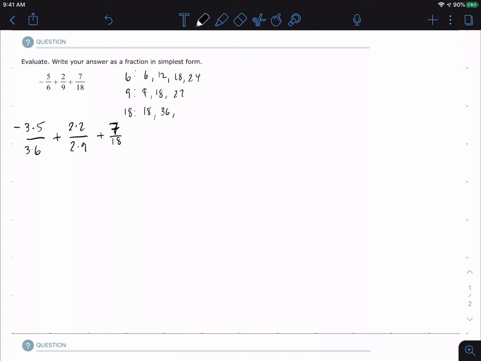And so now, getting the common denominators, I'm going to get negative 15 over 18 plus 4 over 18 plus 7 over 18. And now when we add these up, negative 15 plus 4 plus 7, we see that that's going to be negative 4 over 18. Are there any questions on how I got negative 4? I know I might be going fast there, so are there any questions on how I got that?